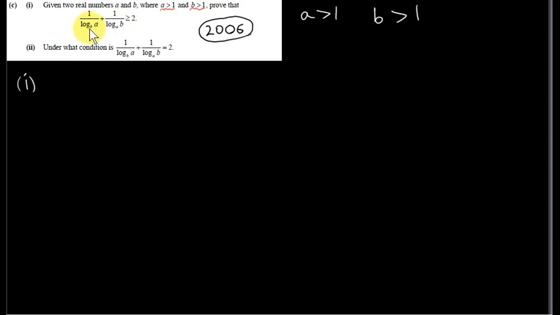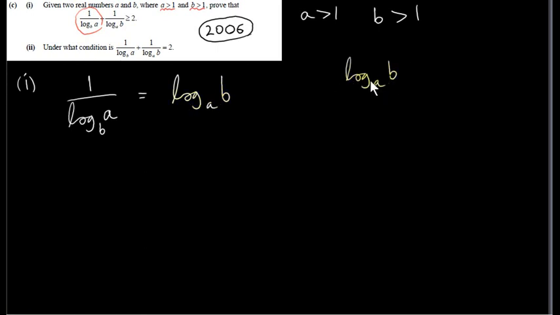Now we saw in the last question that we can write 1 over log to the base b of a as log to the base a of b. So we can change this term here so that it has the same base as the second term. In other words, so that it has base a. So we can replace this here with log to the base a of b.